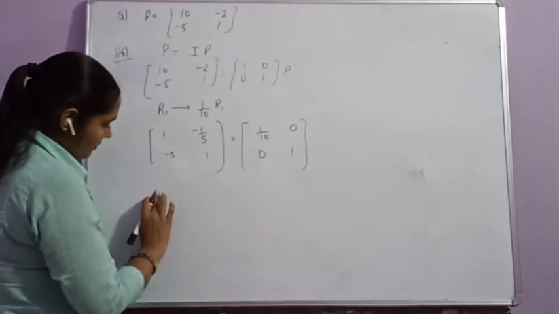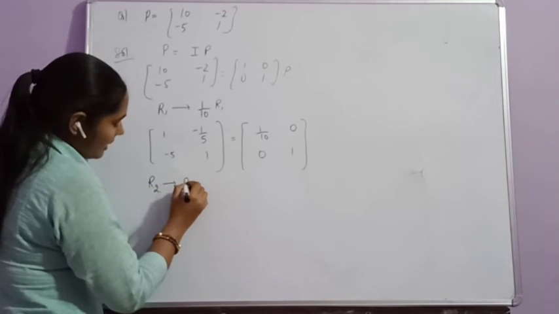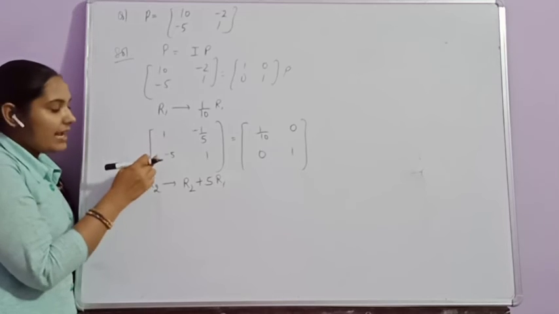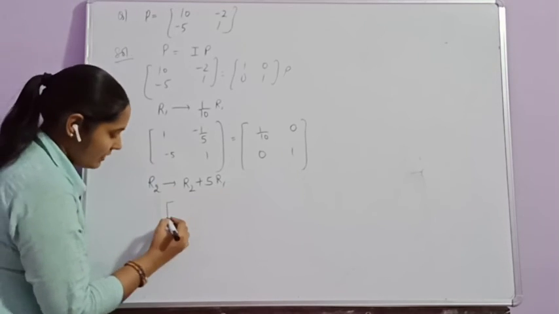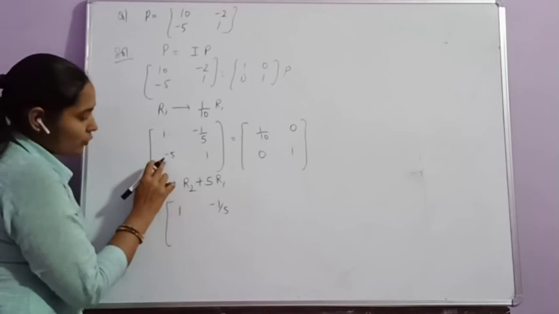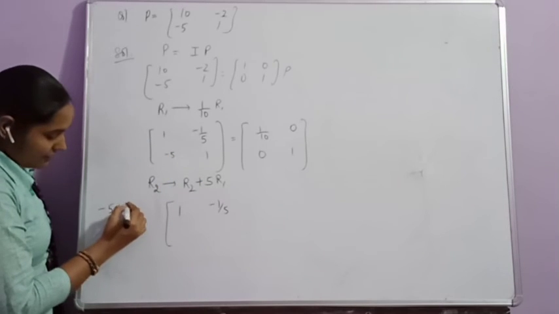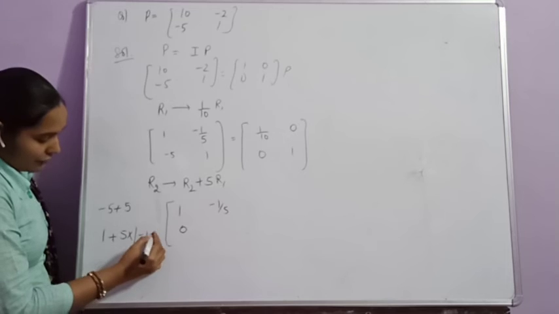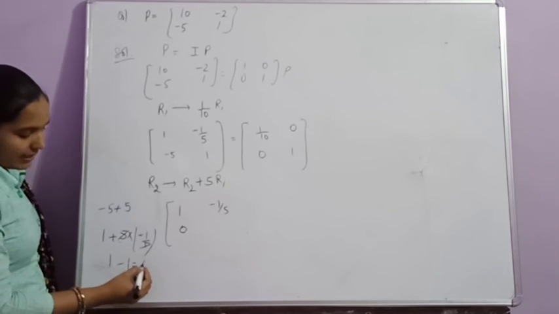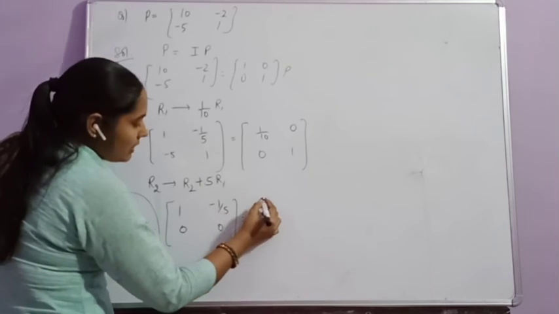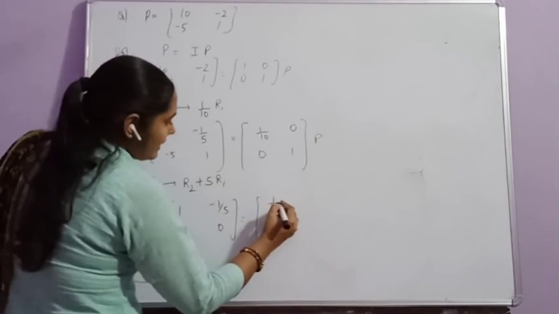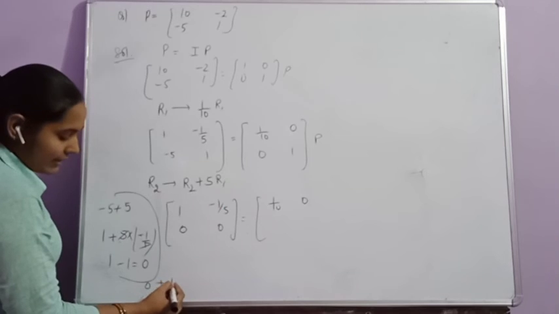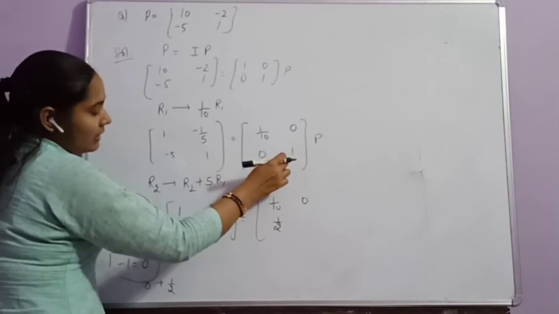So R2 tends to R2 plus 5 of R1. If we multiply R1 with 5, then it will become 5, and if we add it to the second row, then it will give us 0, that is 5 minus 5. Then 1 plus 5 into minus 1 by 5, that is 1 minus 1, equal to 0. On the right side: 1 by 10, 0, 0 plus 5 into R1, that is 5 by 10, which is 1 by 2, and similarly 1 plus 0 is 1.